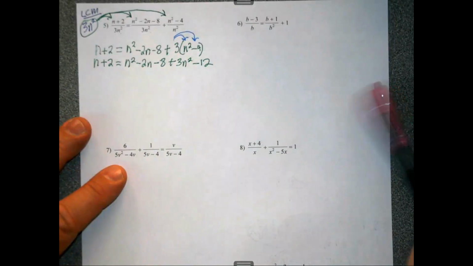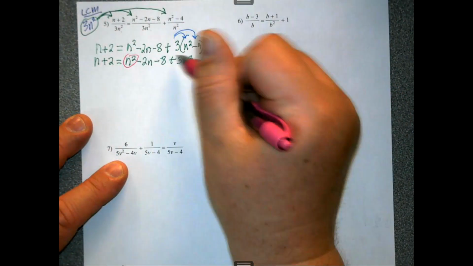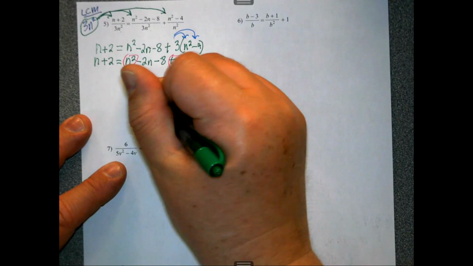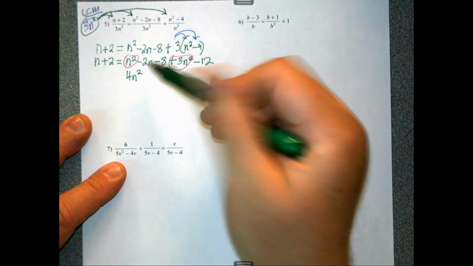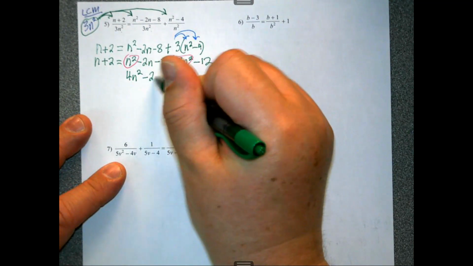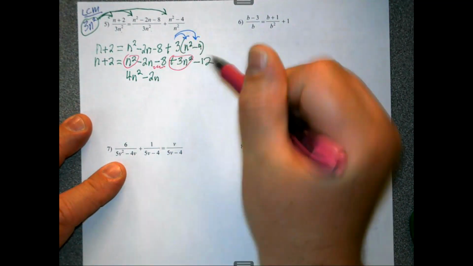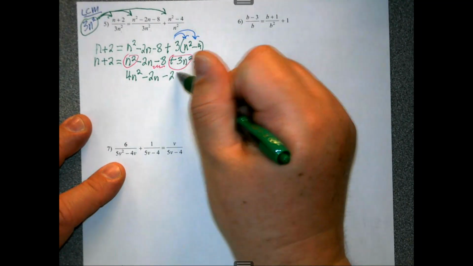Okay, we can do some combining, right? N squared, 3n squared gives me 4n squared. Nothing to combine with the 2n, so minus 2n. But I can combine the minus 8 and the minus 12, minus 20.